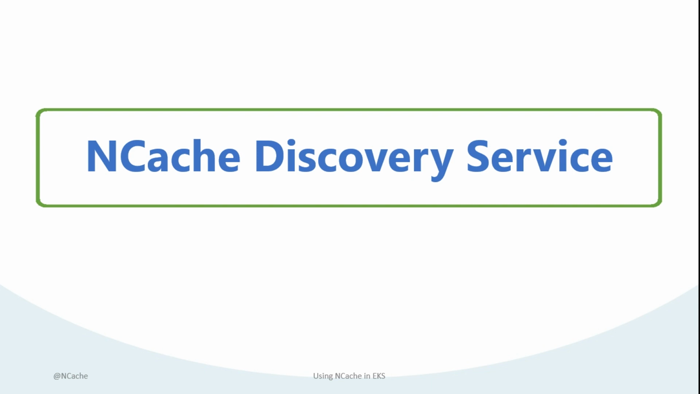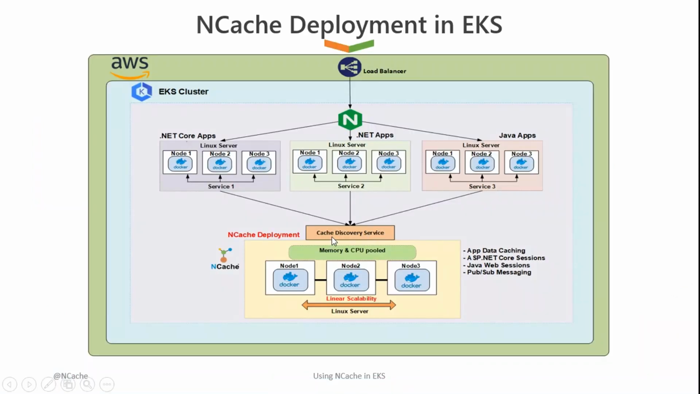We will now deploy the NCache Discovery service. The Cache Discovery service is a headless service that is running on top of the NCache server pods. Its function is to resolve the IP addresses that will be used by the client applications when they want to connect with the clustered cache.